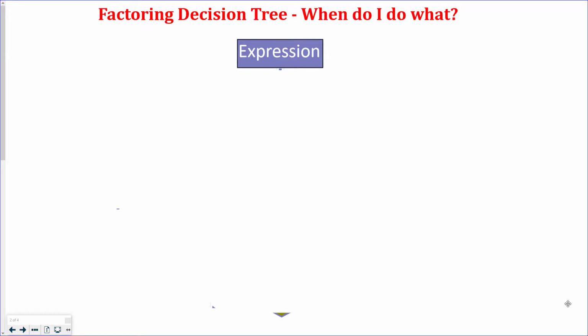All right, real quick, I just want to go over how do we know when to factor a certain way? We're given some sort of expression or equation. We need to factor it, or we've been asked to factor it. How do you know what to do?